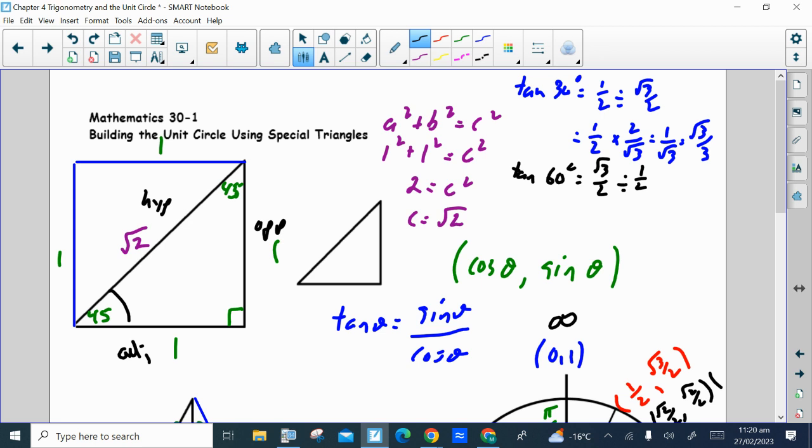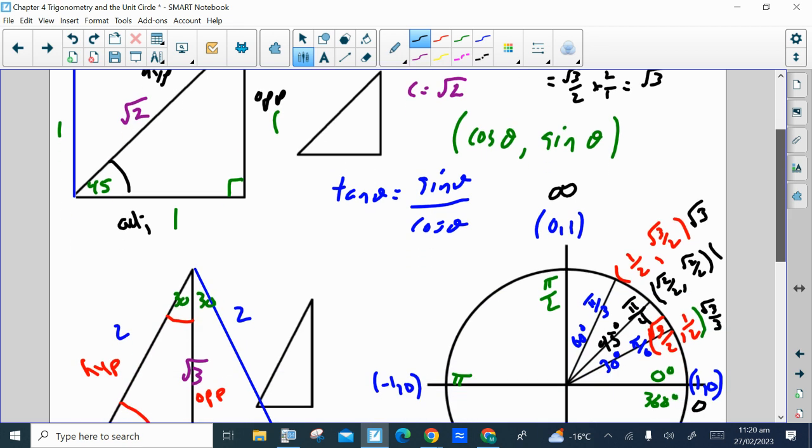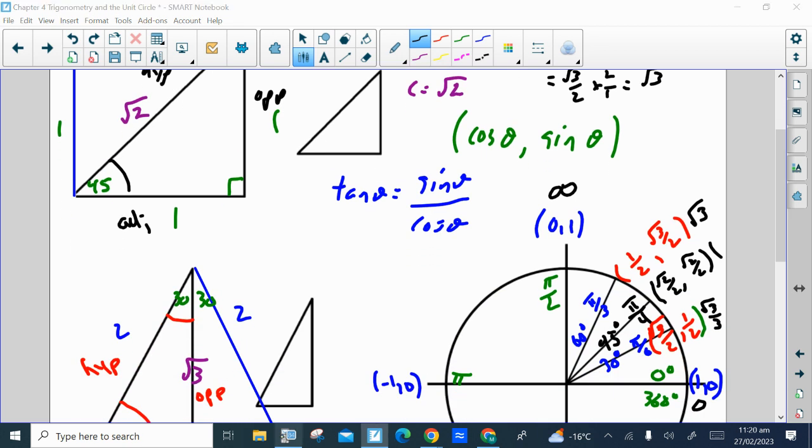Sine divided by cos. Again, to divide by a fraction, we multiply by the reciprocal. Again, the 2's cancel, but now you have root 3 over 1, or just root 3. That is the value of the tangent of 60 degrees or pi on 3 radians.